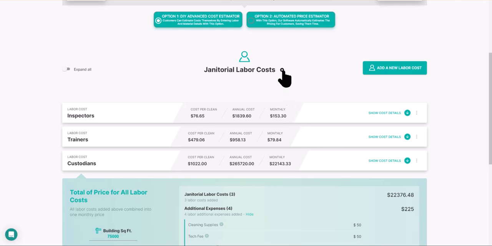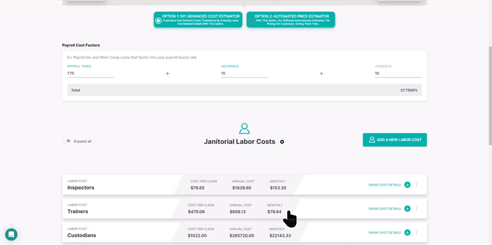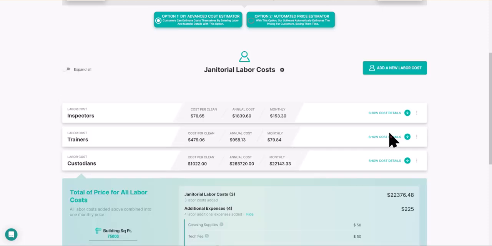Okay. So those 9 costs in your expense breakdown are going to be in this upper section here. In Clean Proposals, we have the payroll taxes, insurance, and overhead. So those are 3 expenses that go in there. And then I always have 3 labor types at a minimum. I have inspectors because we inspect what we expect. We have trainers, and then we have our frontline custodians.